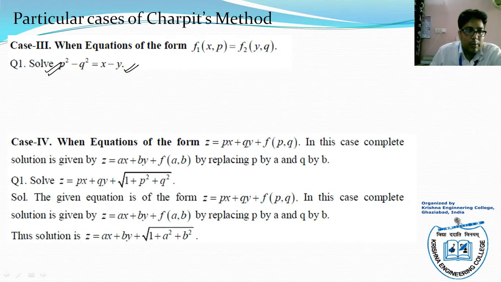Clear? Now the very simplest form of the differential equation, z is equal to px plus qy plus f of p q. In this case, the solution can be obtained by replacing p by a and q by b. The example is z is equal to px plus qy plus under root 1 plus p square. I have already discussed this example in the previous classes. The given equation is of the form z is equal to px plus qy plus f of p q, and the solution is obtained by replacing p by a and q by b. That's it. The solution is clear.